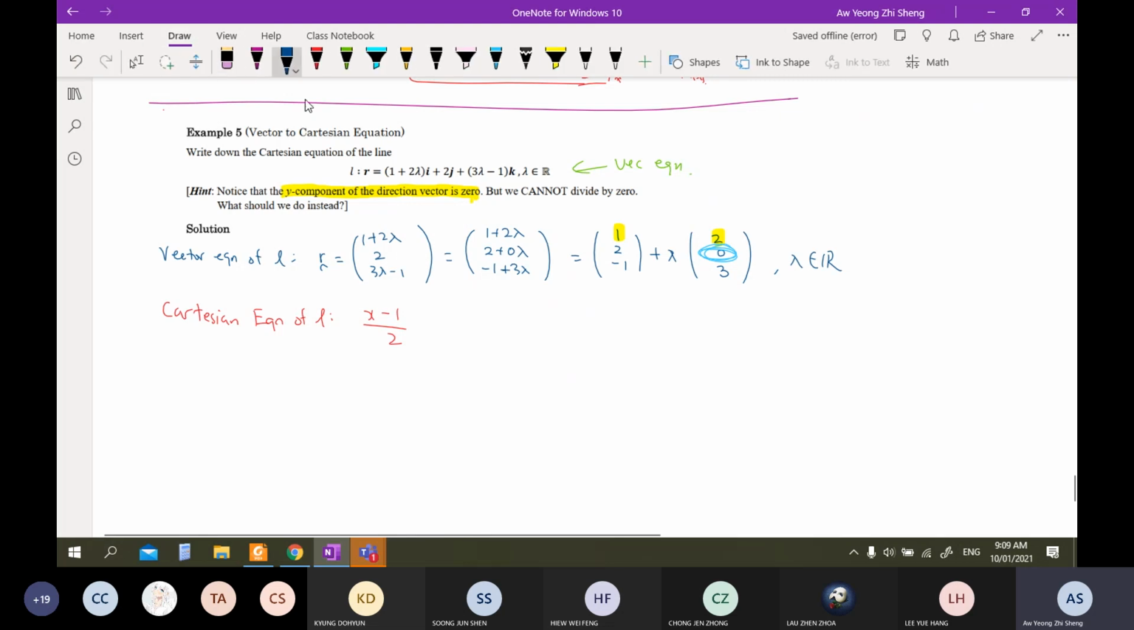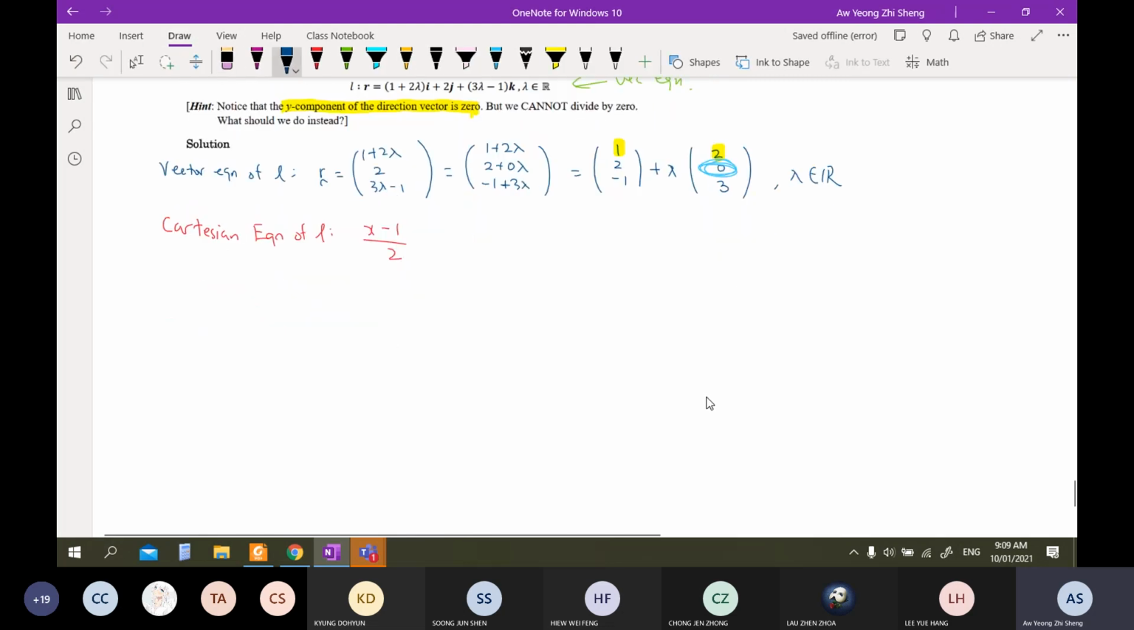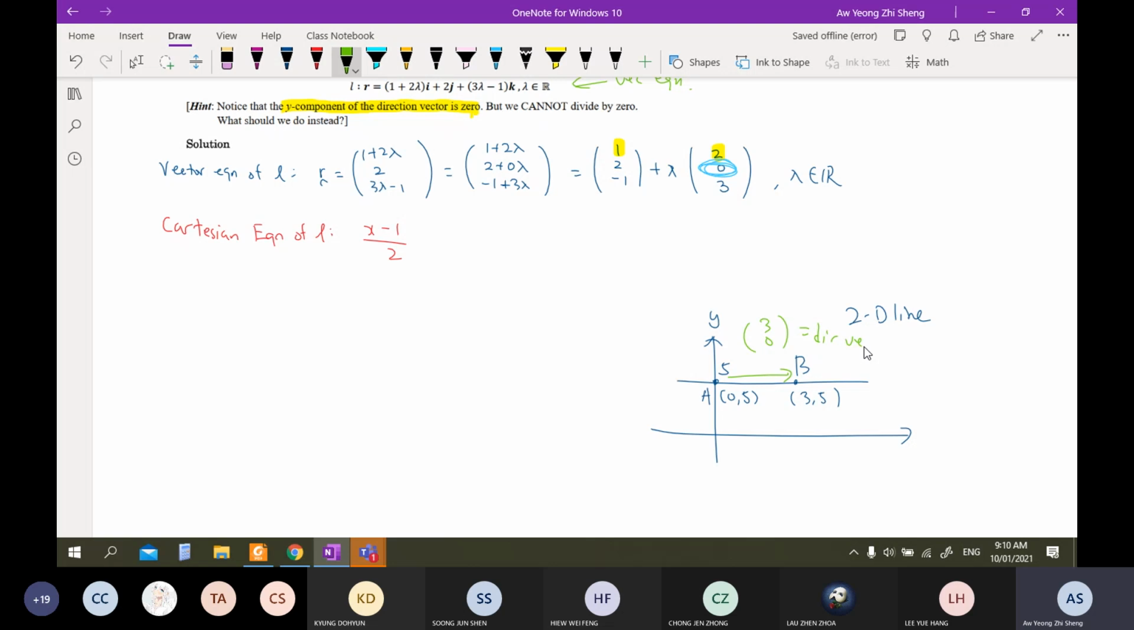Okay. Now, for your better understanding, I will use a simple 2D example first. So if I have a 2D diagram like this, this is a 2D line. Let's say this is a point, coordinate (0, 5). Let's say this is a coordinate (3, 5). Now, if I call these points A and B, I will have a direction vector which is 3 units towards the right. That will be (3, 0). This can be taken as the direction vector.